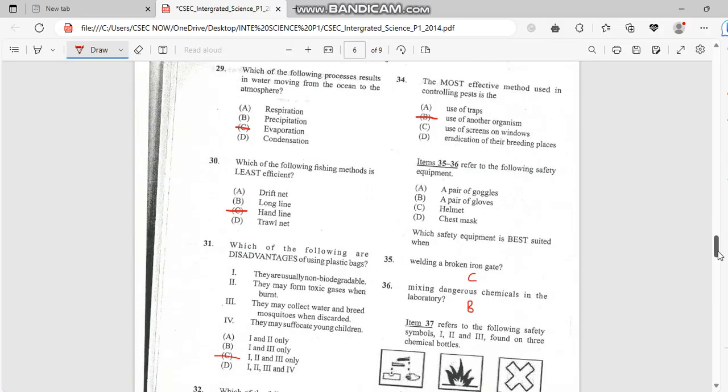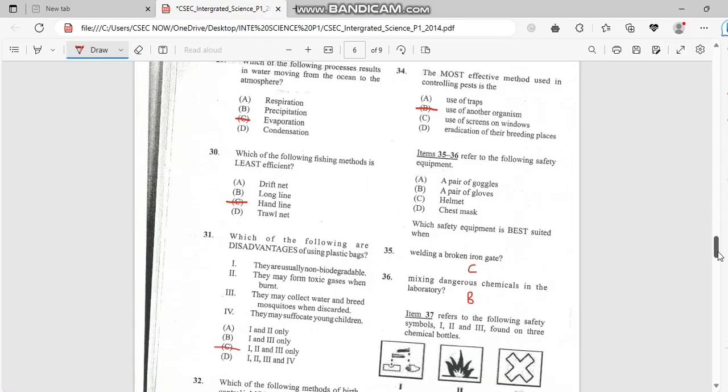Number 30. I'll be stopping at number 30, guys. Which of the following fishing methods is least efficient? It has to do with the hand line, guys, because that is a simple method. It doesn't catch a lot of fish.